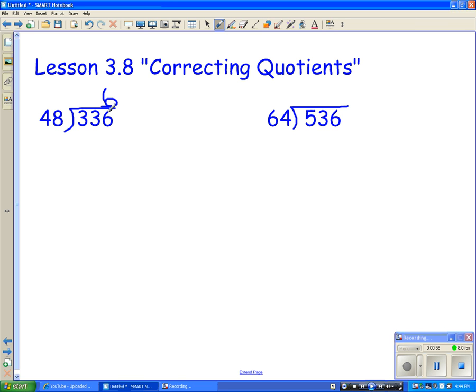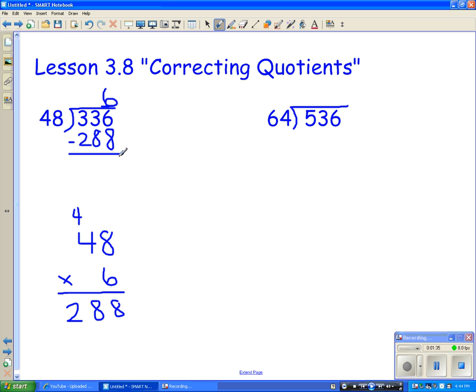So here's where I put the 6 and I multiply 48 times 6. 6 times 8 is 48. Put down my 8. Put down the 4. 6 times 4 is 24. Plus the 4 would be 28. So let me add that to my problem up here.